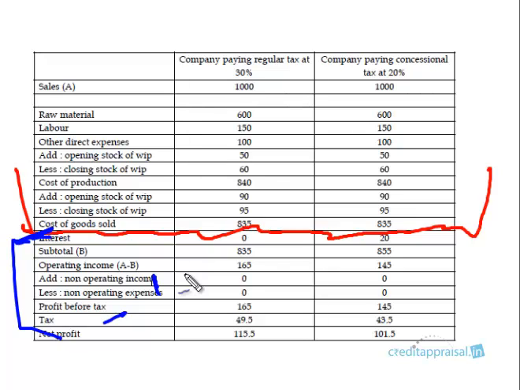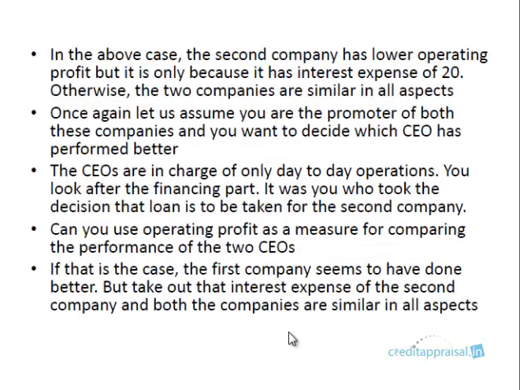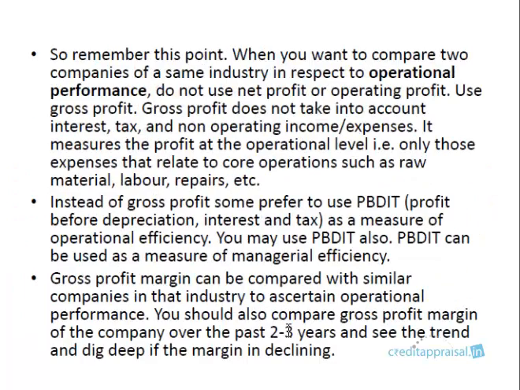If you want to measure the production efficiency, the operational efficiency of two companies, you should not consider items such as interest, tax, non-operating income, and non-operating expenses. So what is the profit measure we should be interested in? The profit measure we should be interested in is gross profit. Whenever you want to measure the operational performance of a company, the profit you have to use is gross profit, because gross profit does not take into account interest, tax, non-operating income and other such items.